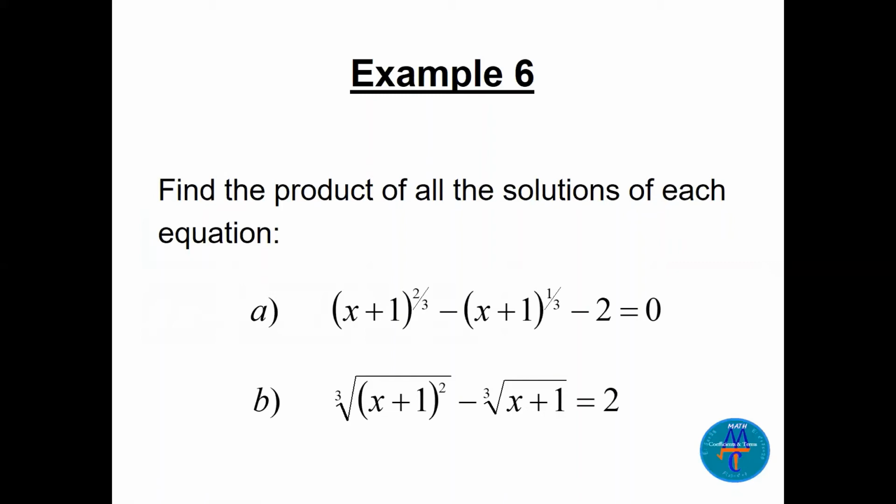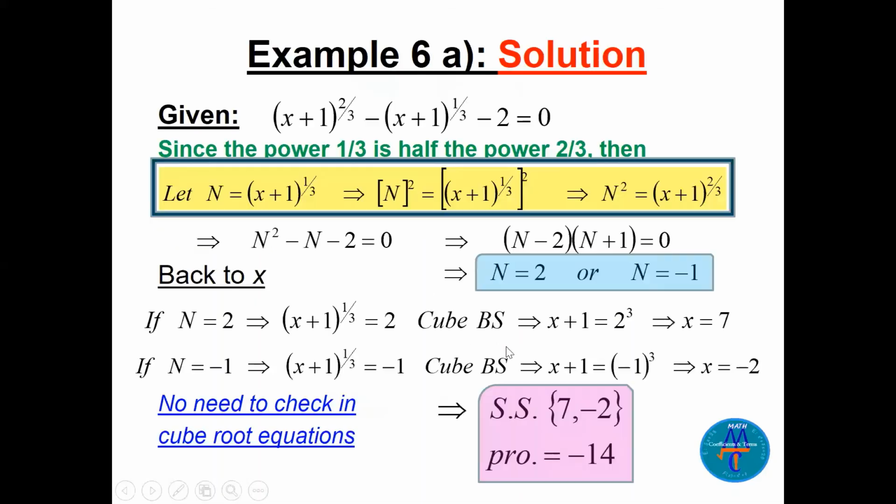Let's say the first one: (x plus 1) to the power 2 over 3 minus (x plus 1) to the power 1 over 3 minus 2 is equal to 0. Do you notice something? It looks like a quadratic, but it is not quadratic. See the power here, 1 over 3, it's half the power 2 over 3. So I can take all this with x plus 1 here, all this is equal to n. You see the idea?